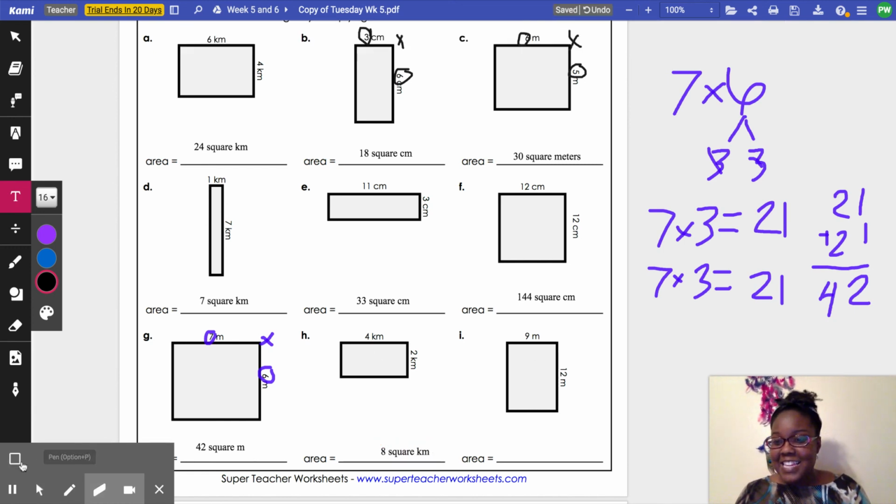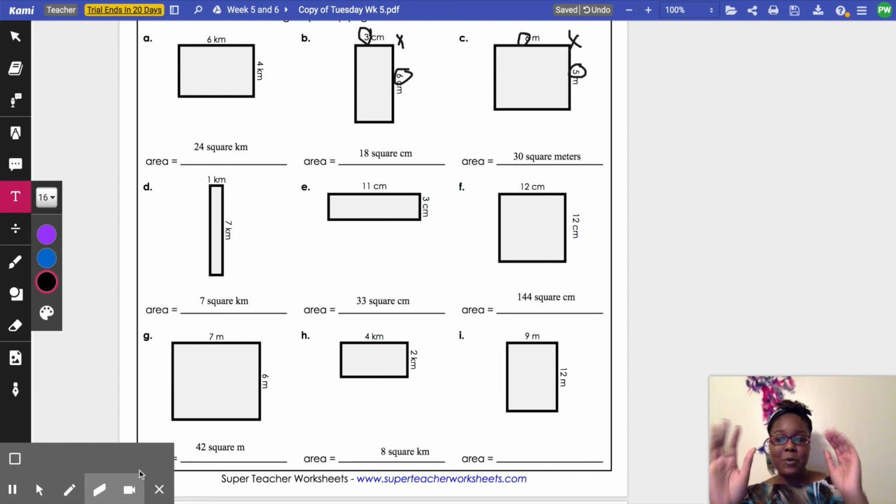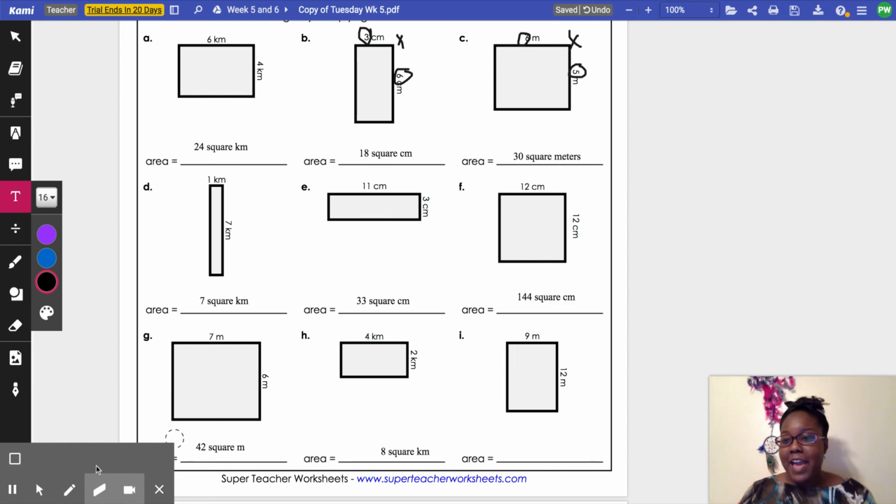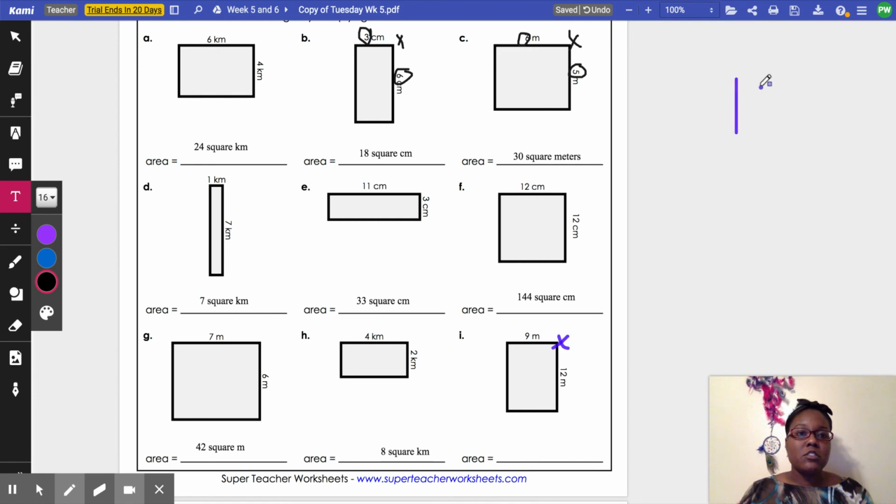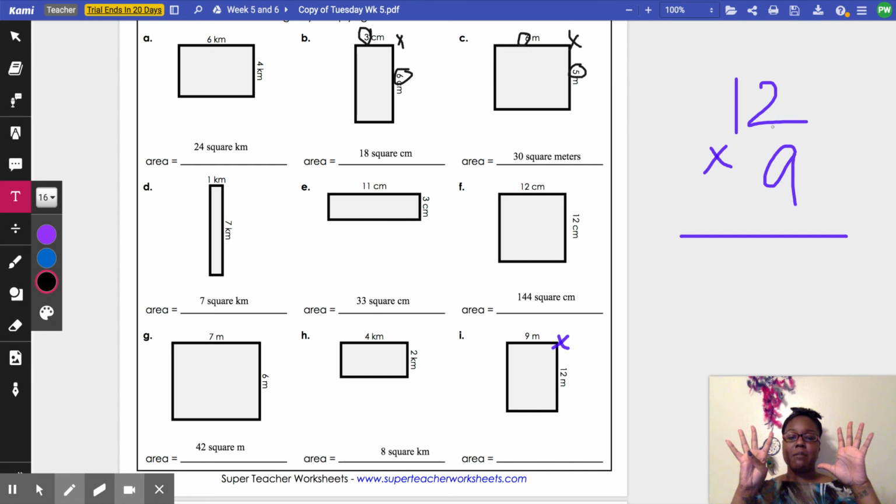All right. And the last one. Letter I. We have 9 multiplied by 12. So I've got 9 multiplied by 12. I'm going to do 2-digit by 1-digit multiplication. 9 multiplied by 2, you can hold up 9 fingers and count by 2s, or you can do 9 plus 9. I know my doubles and I like to use my doubles, so 9 plus 9 is 18.